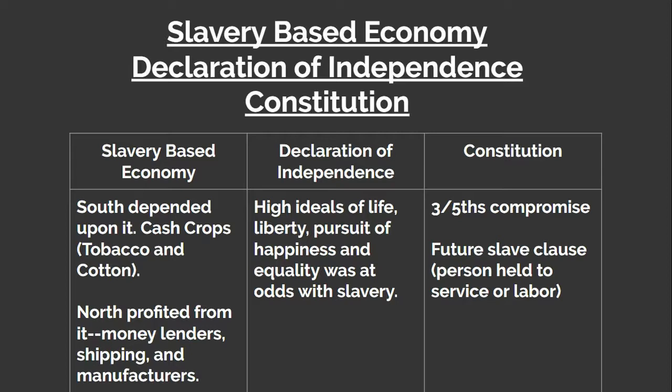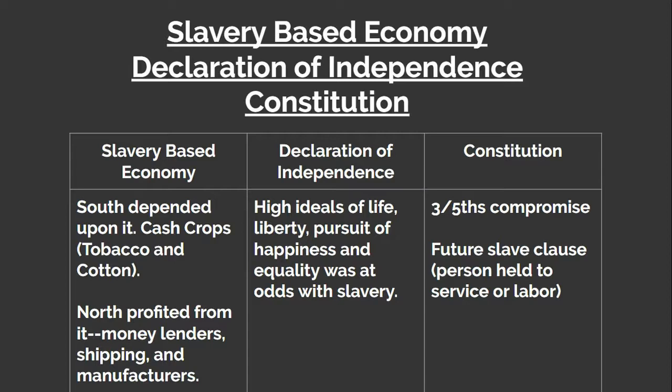So the slave-based economy goes back to the beginning of the colonies. The South depended upon it at first for its cash crop of tobacco, and then later on for cotton. And the North profited off of it in a variety of ways, via money lenders to those large plantations, the shipping that the cotton and tobacco provided, and the manufacturers later on, when we go through the market revolution, will be able to turn that cotton into clothes.